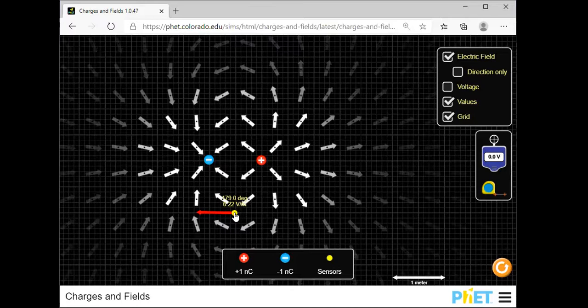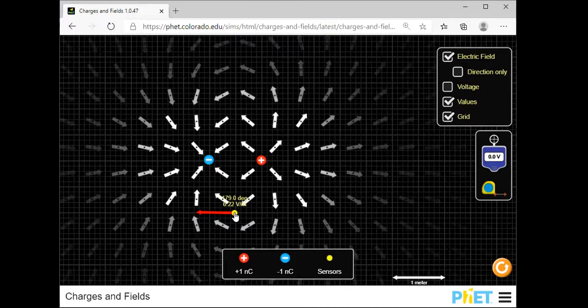Well, I wrote down what I saw. The magnitude of the electric field of a point charge is directly proportional to the magnitude of the source charge and inversely proportional to the square of the distance from the center of the source point charge. Again, that's what I saw.